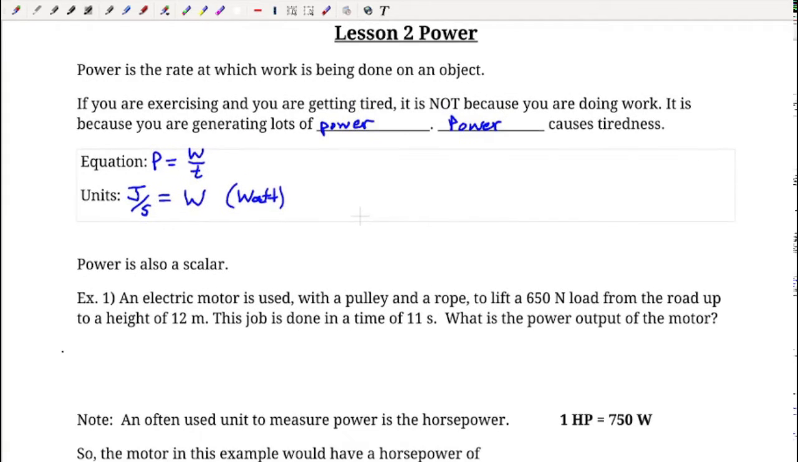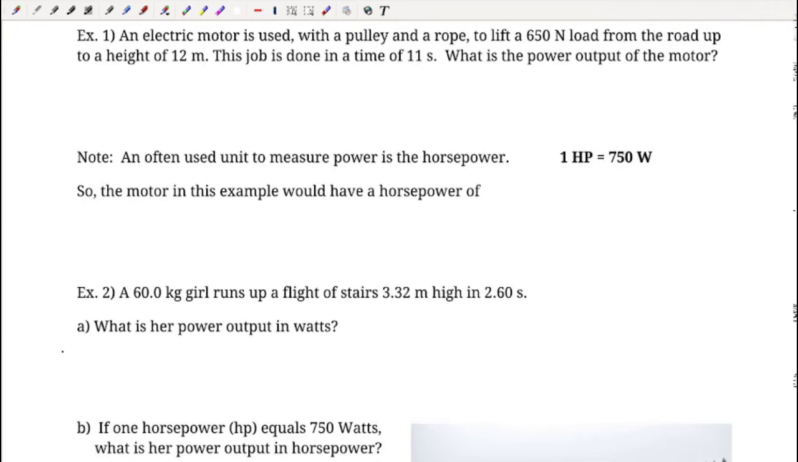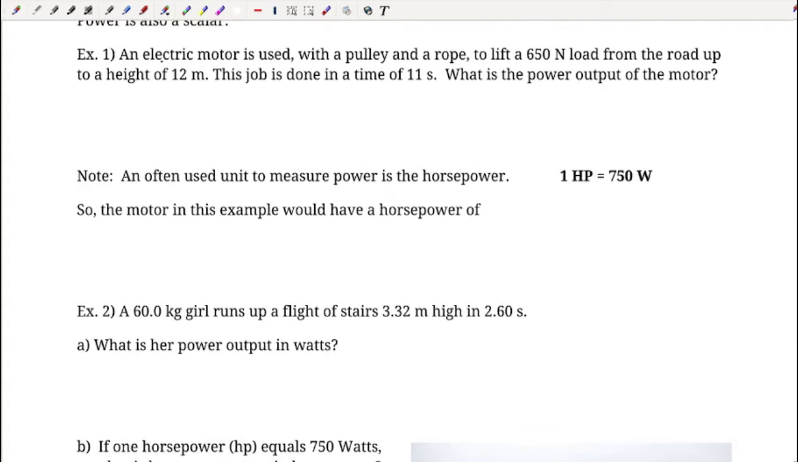So let's take a look at our first example. An electric motor is used with a pulley and a rope to lift a 650 Newton load from the road up to a height of 12 meters. Now this 650 Newtons, we would say this is how much the applied force is. When we talk about a 650 Newton load, this is the force of gravity on the object, but we have to overcome the force of gravity in order to lift it. So this is the force we're going to use in our work equation. And we want to lift it to a height of 12 meters, so that's my distance. And this job is done in a time of 11 seconds.